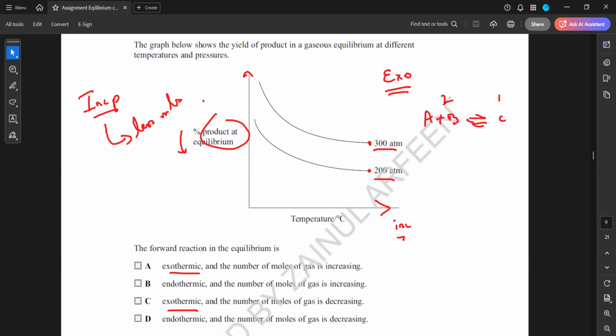So when I increase the pressure, the equilibrium shifts toward the right-hand side, and I will have more yield of product, or greater yield. At 300 atm, this was the yield. At 200 atm, this is the yield. So higher yield at high pressure means the equilibrium shifts toward the right-hand side, the side with fewer moles of gas. So C will be the right answer. Is it clear?